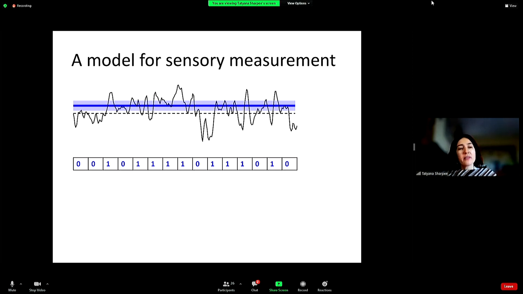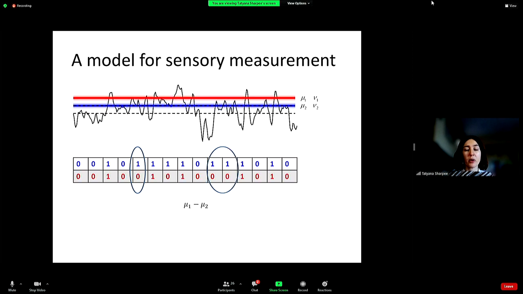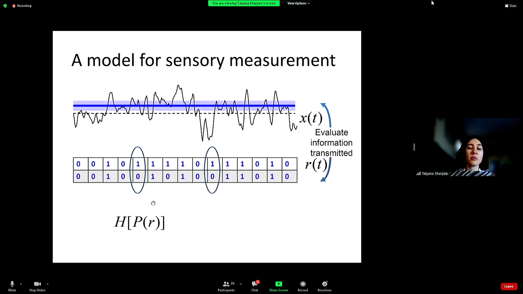But I will have some information. I will be able, for example, to say whether it is greater or less than the mean. In this case, this is just a cartoon showing how these information signals are encoded in this model into spike sections. If the signal is greater than the threshold, it is 1. And if it is less than threshold, it is 0. Then we evaluate the information according to our equations, which is entropy minus the noise entropy.